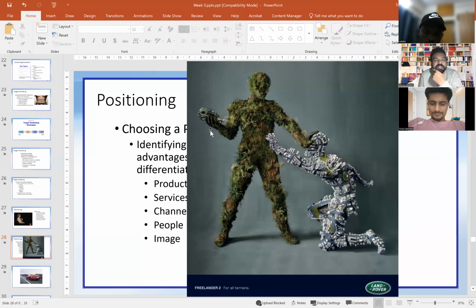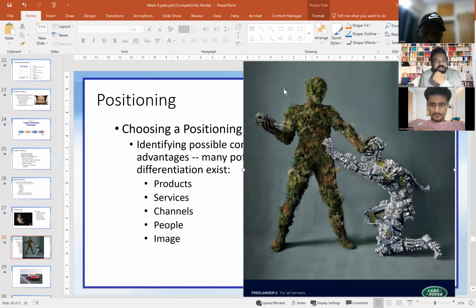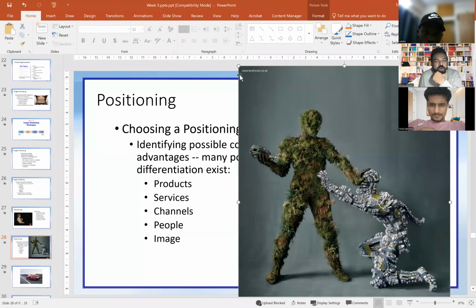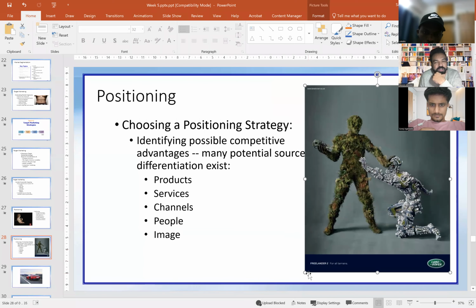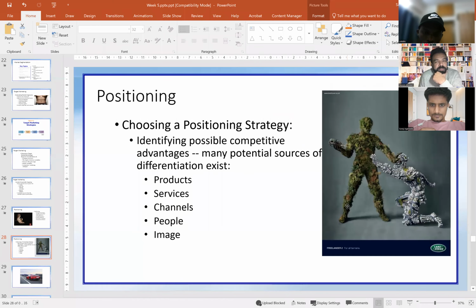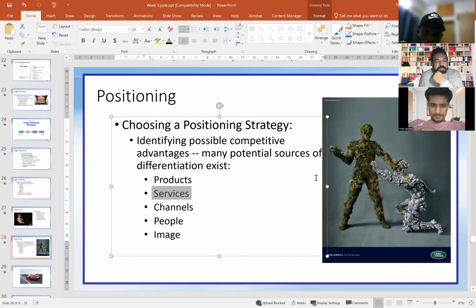So it means that this is an all-terrain vehicle which could be driven in every other terrain, whether it's a city location or these sort of natural locations as well. So clearly it's a positioning that our cars are so strong and sturdy that you can drive a Land Rover into any location, whether it's all terrain, a mountain, or the city. It could be driven anywhere. So simply, we can maybe highlight the services part for this ad.